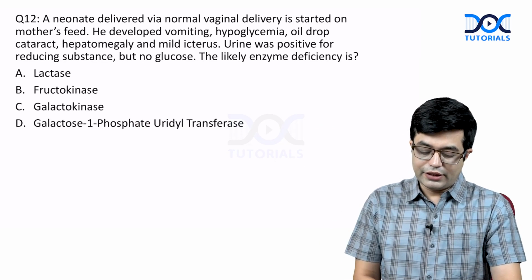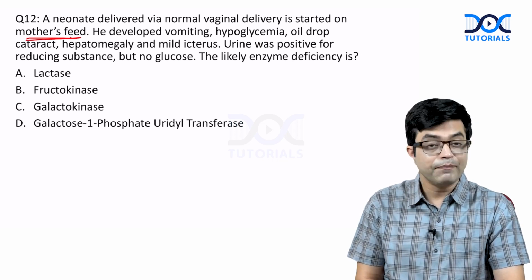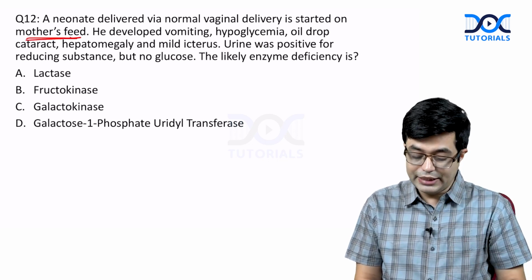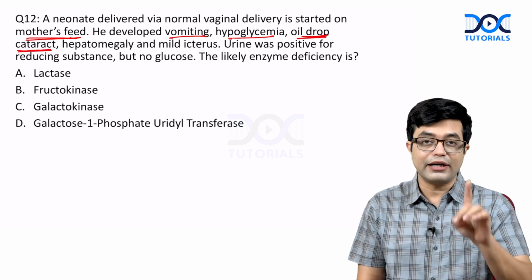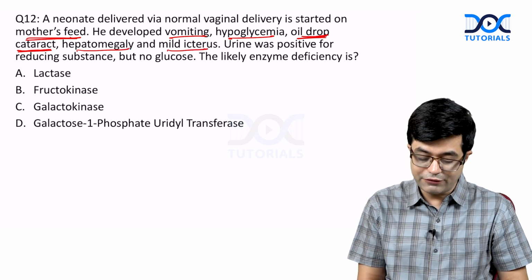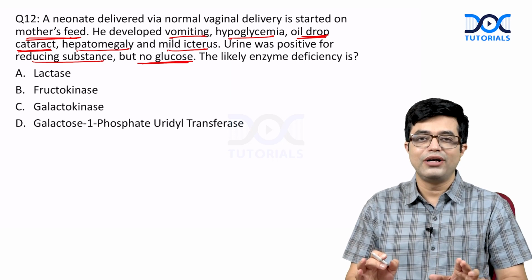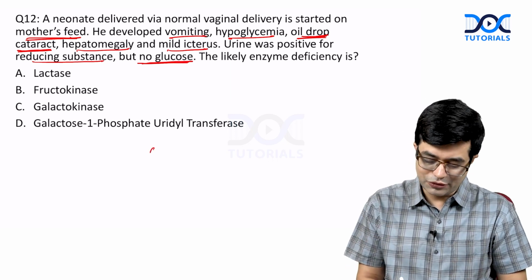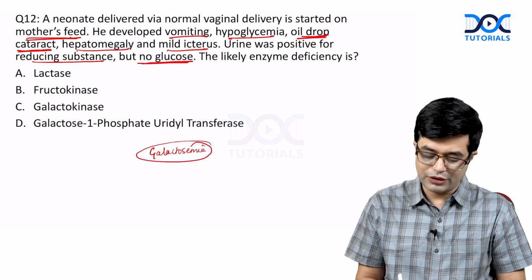Question number 12. A neonate delivered via normal vaginal delivery is started on mother's feed. After feeding, he developed vomiting, hypoglycemia, cataract developed, oil drop cataract, big clue. Hepatomegaly and mild icterus, urine was positive for reducing substance, but no glucose was found. This is all fitting into our diagnosis of galactosemia. So the question arises, what variety of galactosemia?